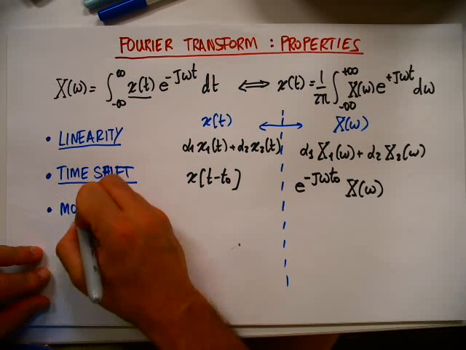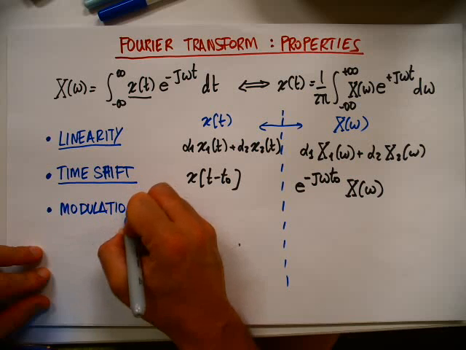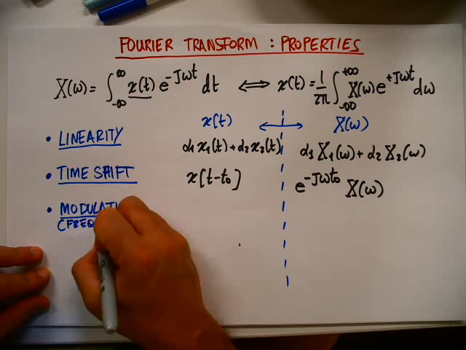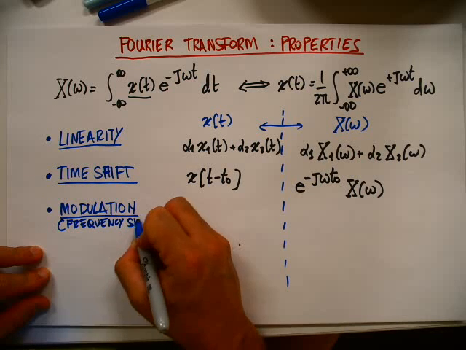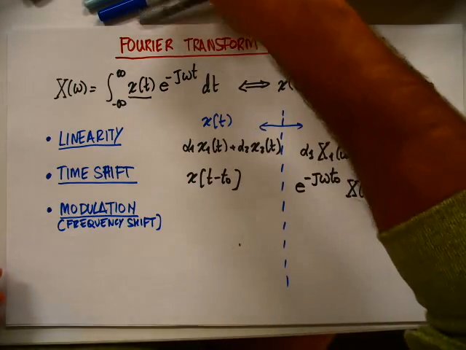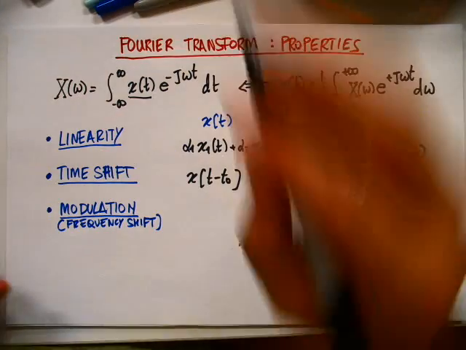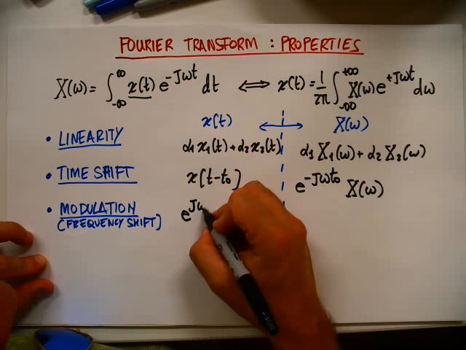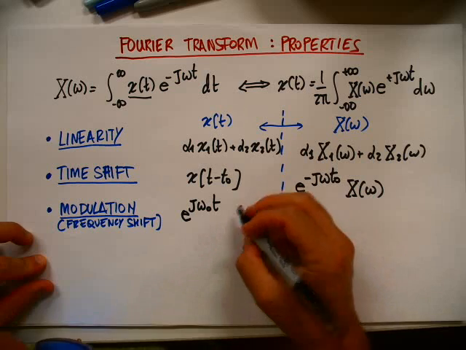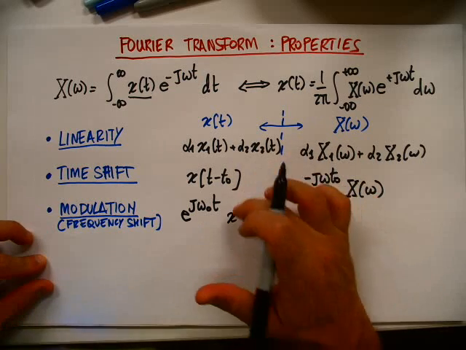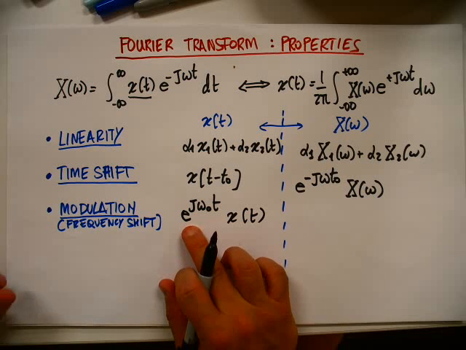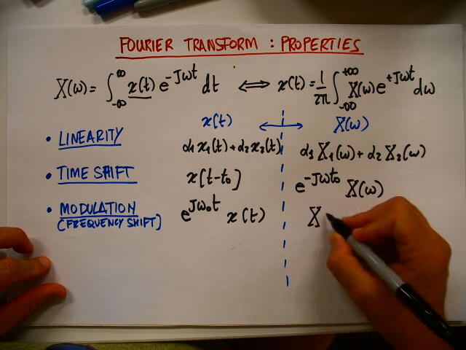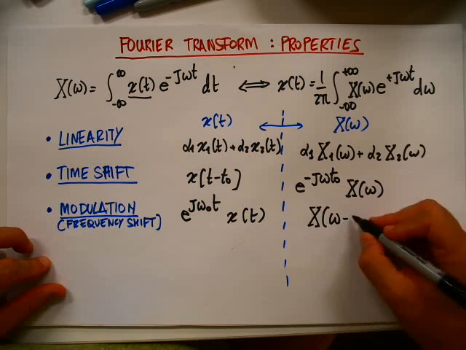Modulation. Or we can even call it a frequency shift. If I have the signal given by the multiplication of x of t with an oscillating exponential at frequency omega naught, the corresponding Fourier transform is going to be that of x of t but shifted by omega naught.